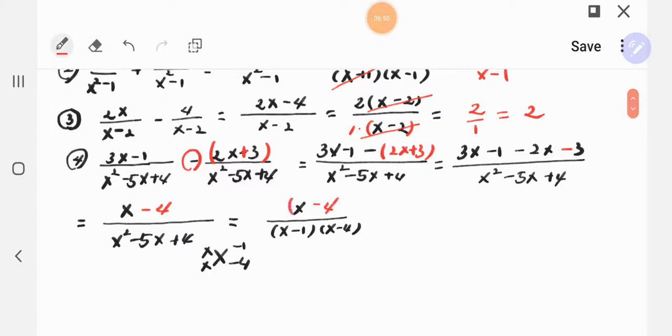And then finally, the whole numerator x minus 4 and the factor in the denominator x minus 4 cancel out. Once you cancel out, one stays the same, so 1 over x minus 1. Okay, so that's the subtraction. That's the result.